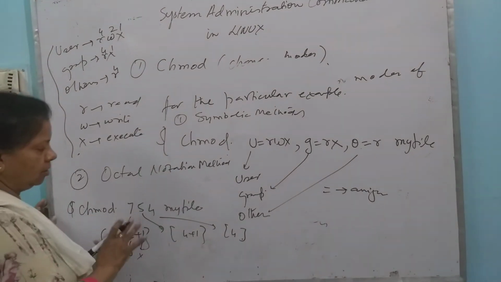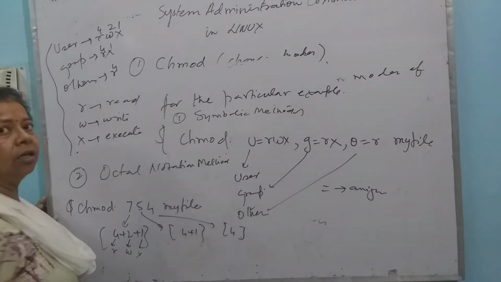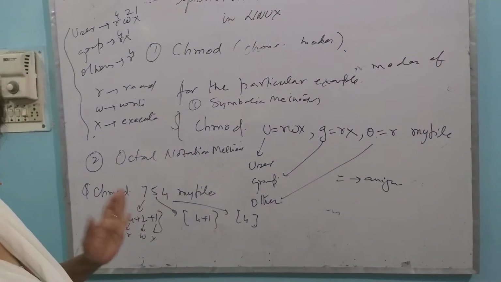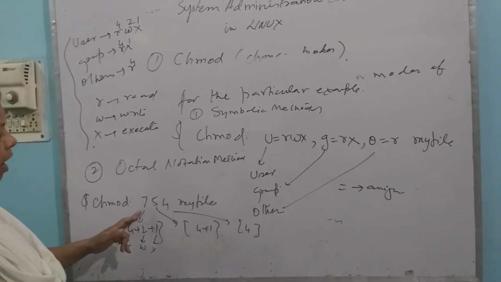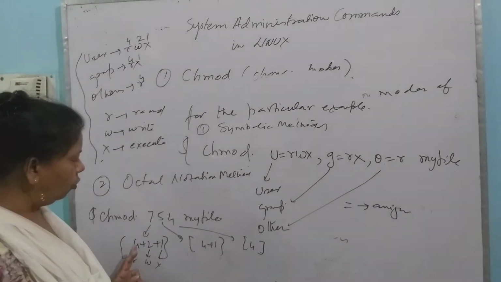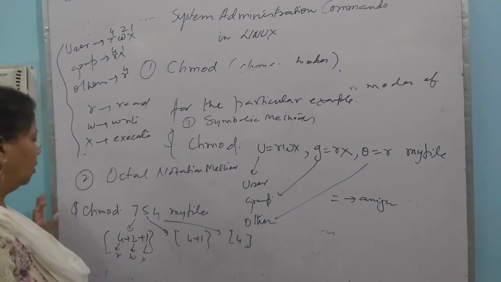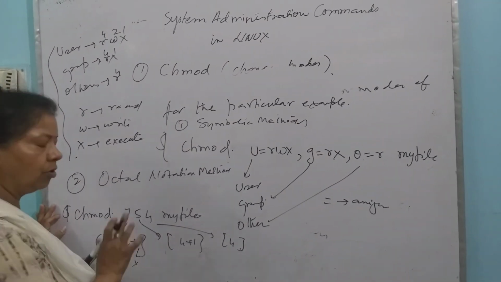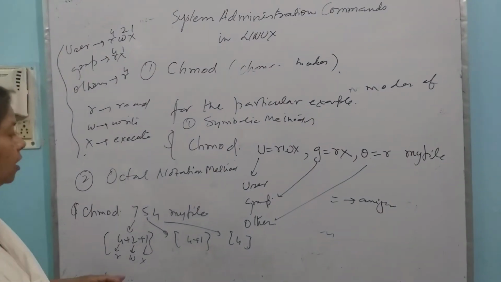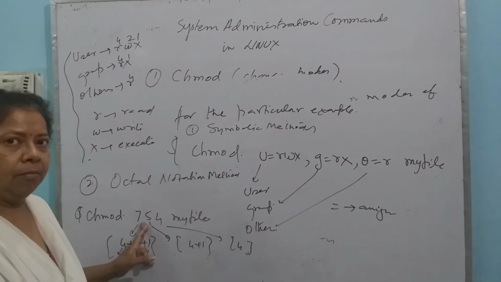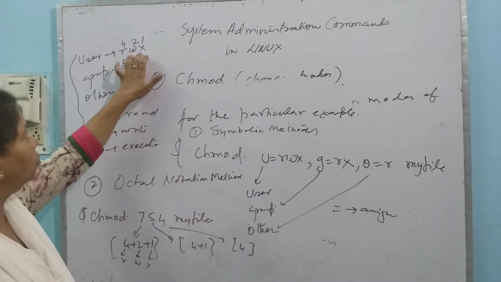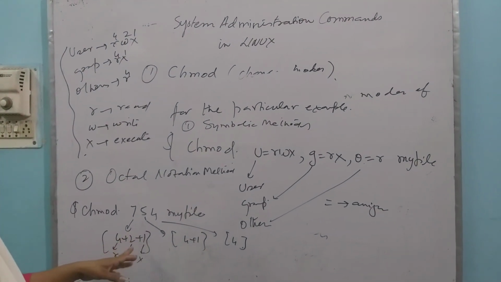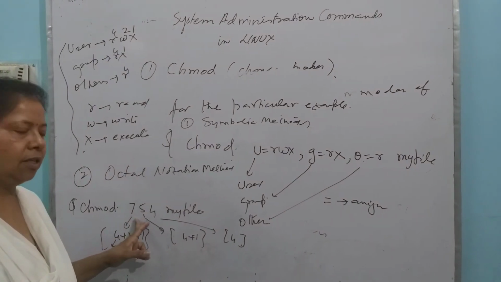These individual digits of 754 are the permissions. This 7 includes 4, 2, 1. Here, the 4 denotes the read permission, 2 denotes the write permission, and 1 denotes the execute permission. That's why here 7 is there, because we want all the 3 permissions for the user. So 4 plus 2 plus 1 is 7. So here we write 7.